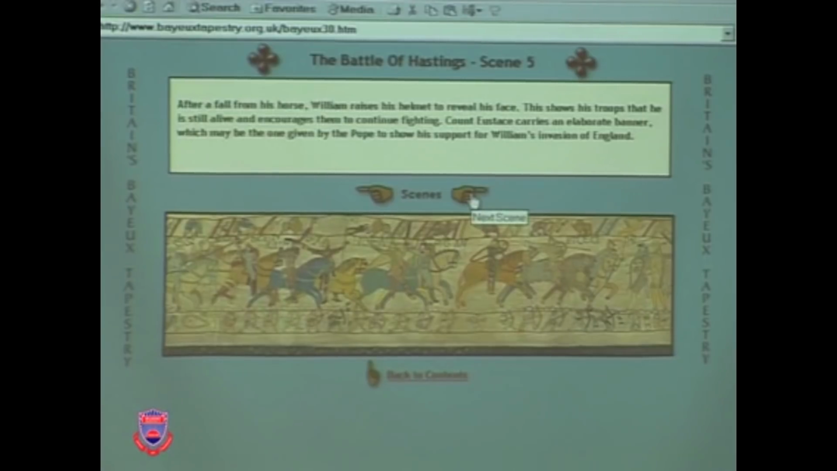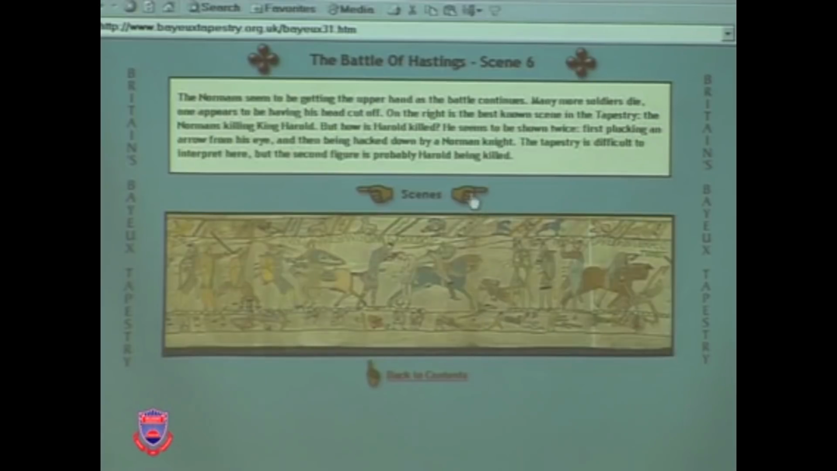And something to do with the banner given there. If they identify this banner which Count Eustace is carrying, it's the one that came from the Pope, and as Hassan said, you've got papal support. So the support of the most important religious figure in Europe, to give legitimacy to the invasion.